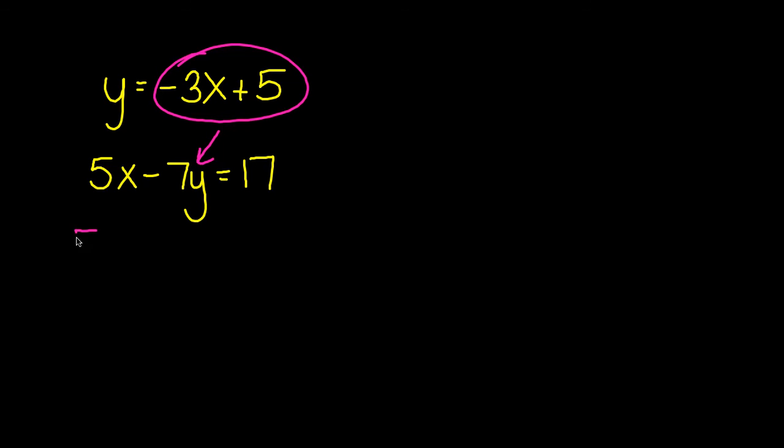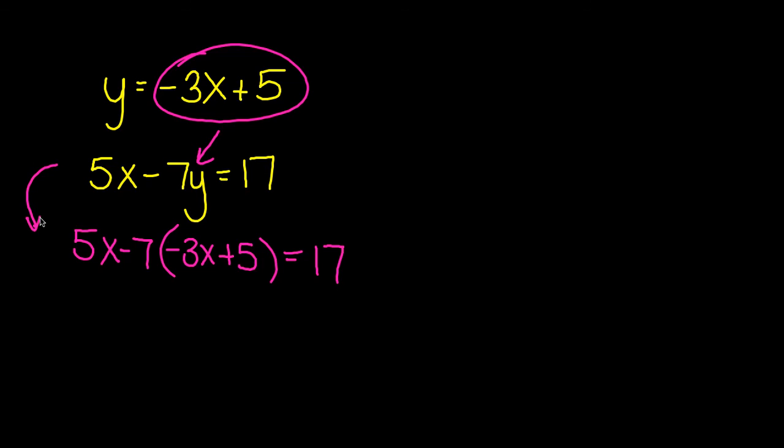And that's going to look like 5x minus 7 times negative 3x plus 5 equals 17. I've rewritten this equation, but instead of y, I've placed what y is equal to. We're going to distribute this negative 7, and you go ahead and tell me, what are we going to get for our x comma y? What is our final solution going to be?